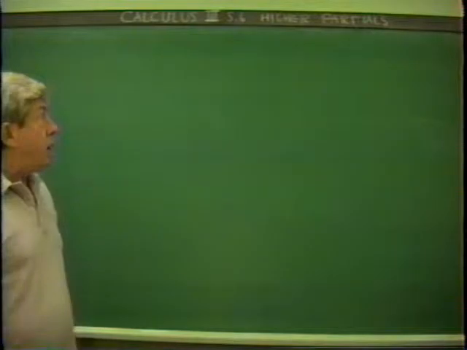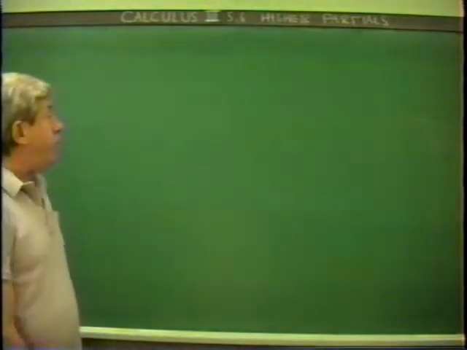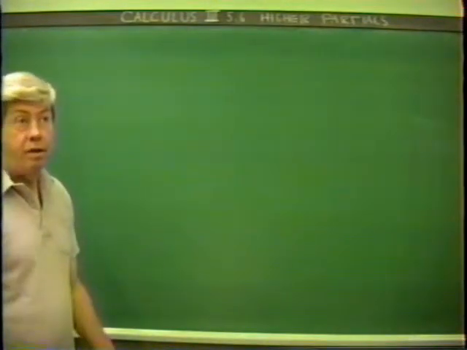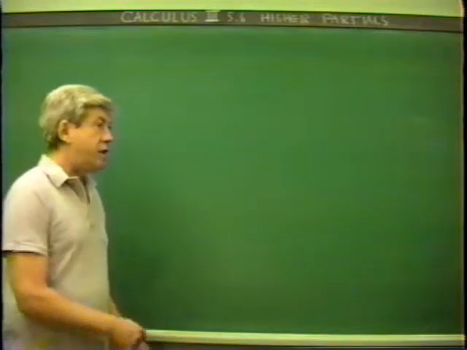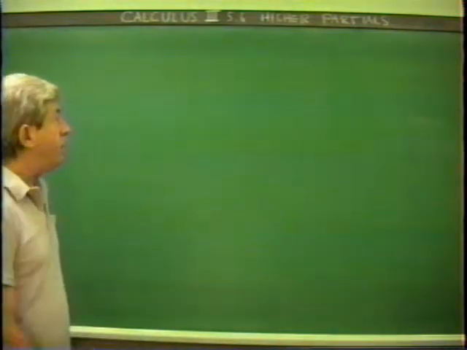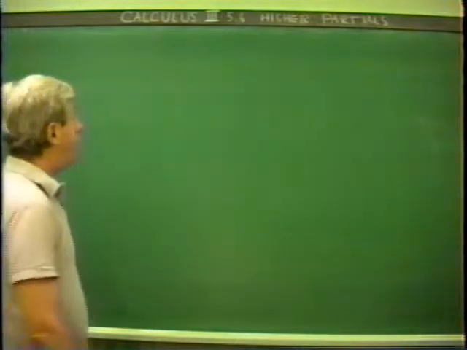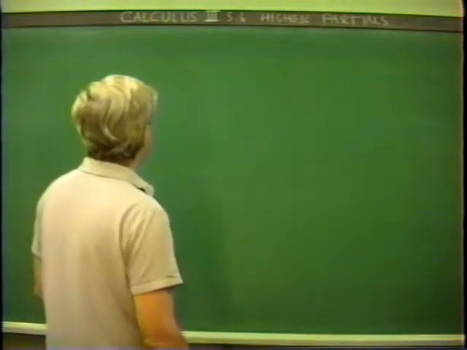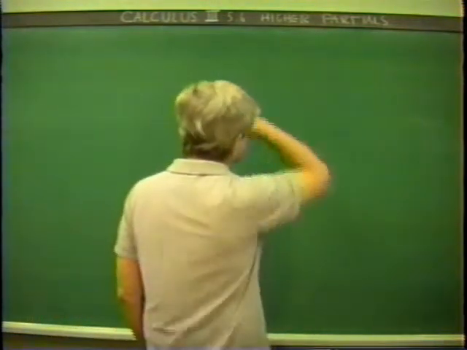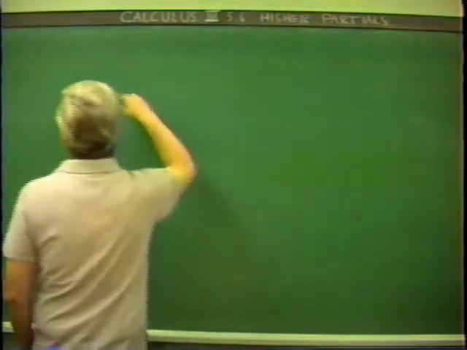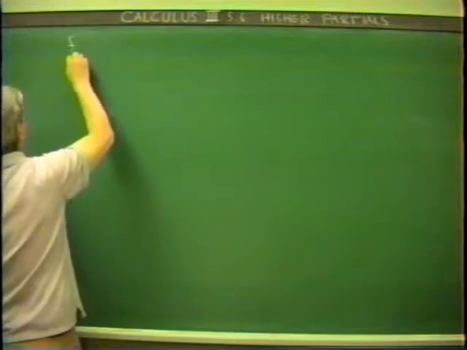We're going to look at what are called higher partial derivatives here now. Just as with a function of one variable, you can take the derivative, and then if the derivative is a function, you can take the derivative of the derivative, getting the second derivative. Here you can take partial derivatives of the partial derivatives, assuming that they're functions. The notation for this is as follows.